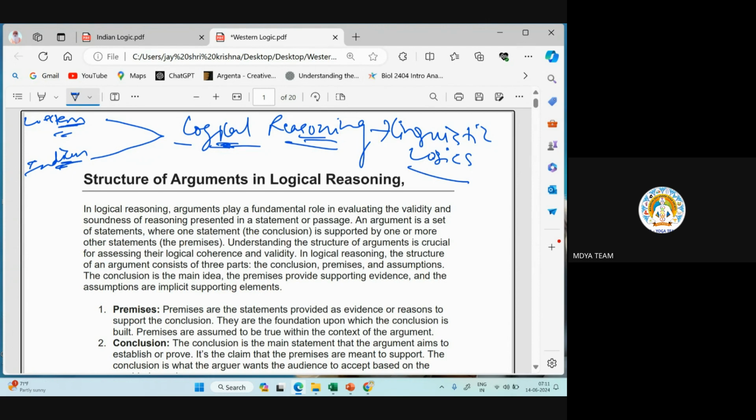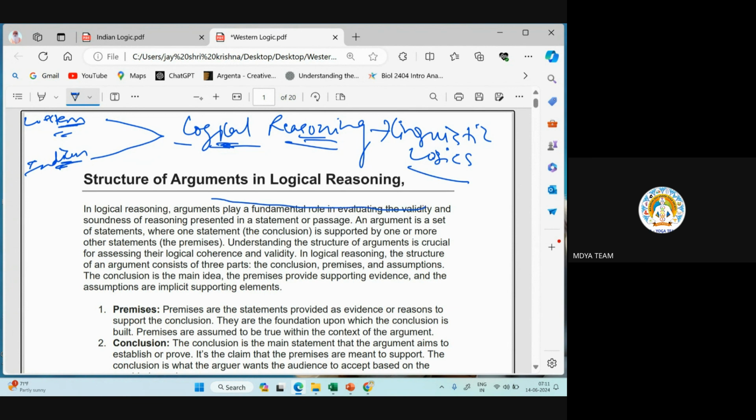Just like we have a common body, in modern science we are trying to understand this body as different systems, respiratory system, circulatory system, like this. And in the Indian system, we are trying to understand this body on the basis of chakras, on the basis of Vata, Pitta, Kapha, on the basis of three gunas. At the end, we are talking about the human body. So similarly, in logical reasoning, we will be talking about logics, but there will be different things in Western logic and in Indian logic. So, structure of argument in logical reasoning.